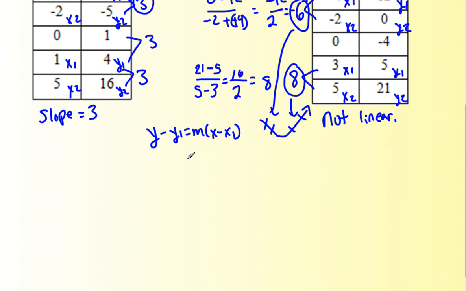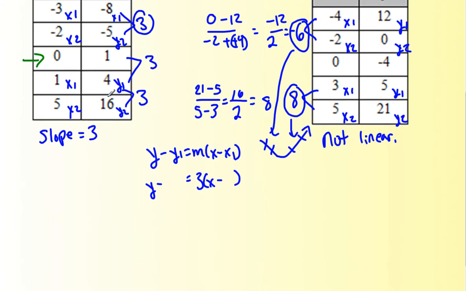So let's do that. Let's take in our slope of 3 and pick a point. I'm going to pick that point right there because those numbers are both small: 0, 1. I don't like the negatives. I don't like the super big positives. I like that. So I'm going to plug in when x is 0 and y is 1.